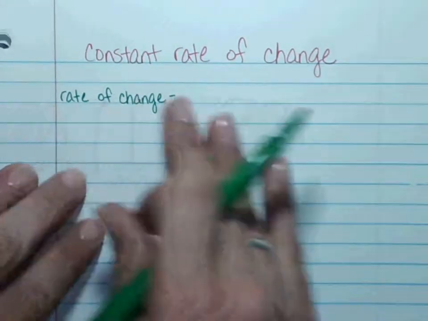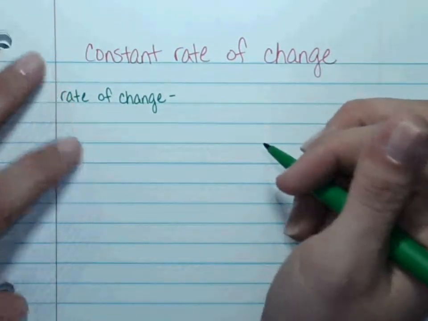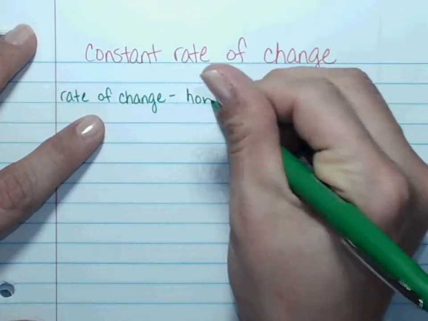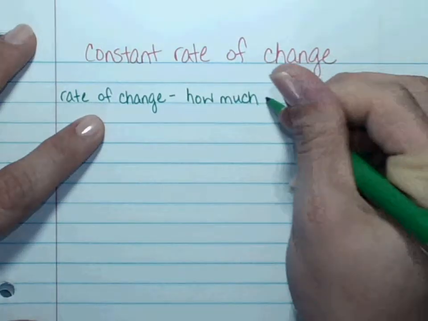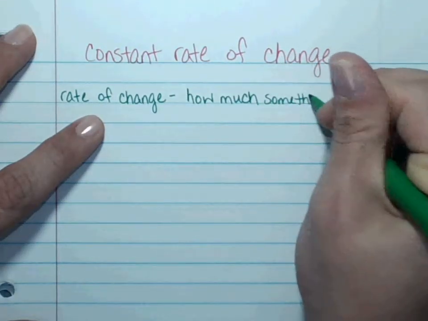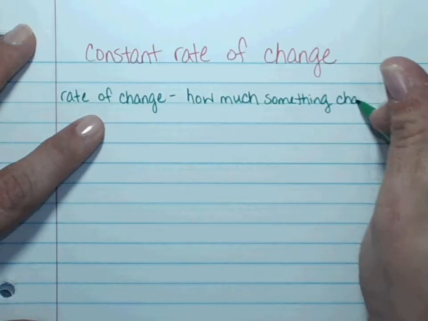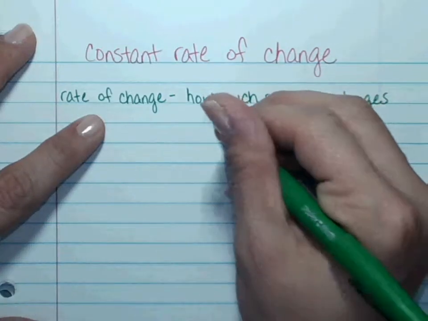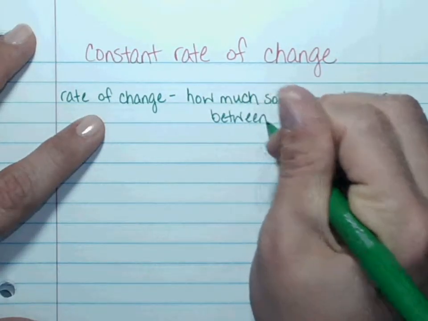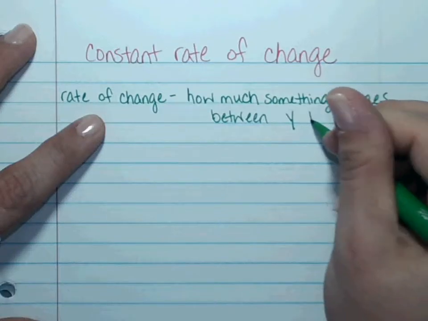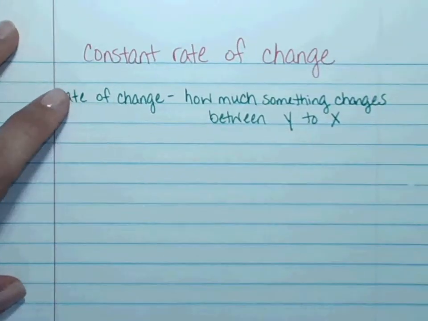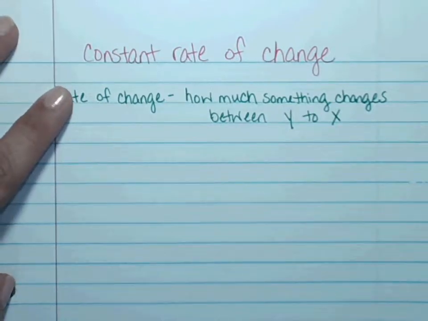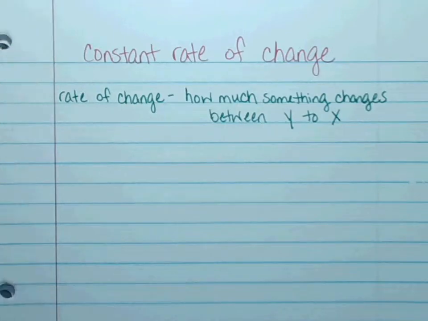Okay? So the rate of change is how much something changes. You're comparing y to x. How much something changes, and you compare y to x. It's important that you get used to that whole y to x idea. It is not x to y. It has to be y to x.